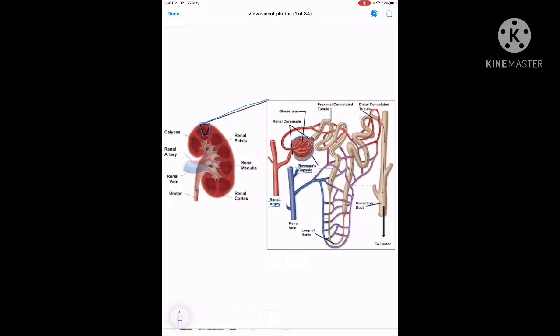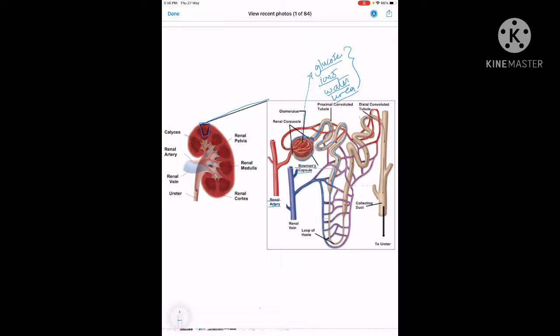What exactly will be filtered from the blood in Bowman's capsule? I'll have glucose, some ions and some water. Those are basically the materials that will be filtered from the blood. And not to forget the very, very important urea. Urea is very toxic, and I will talk about it later after I finish how the nephron works. So these are the main parts that will leave the blood and will go inside the tubules of the nephrons. All of these are the tubules of the nephrons.